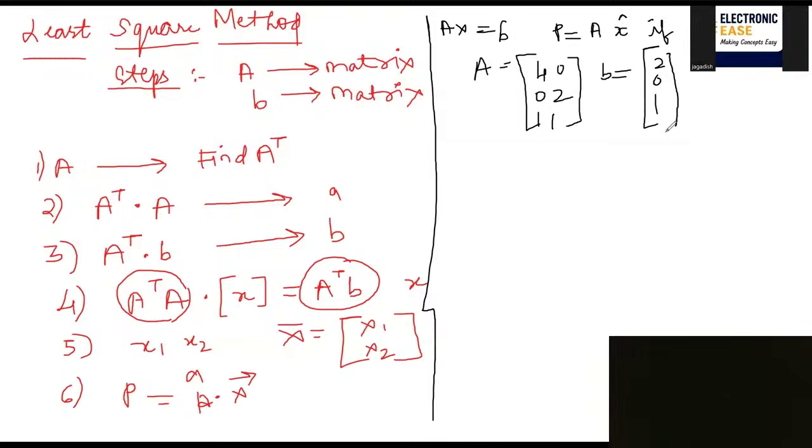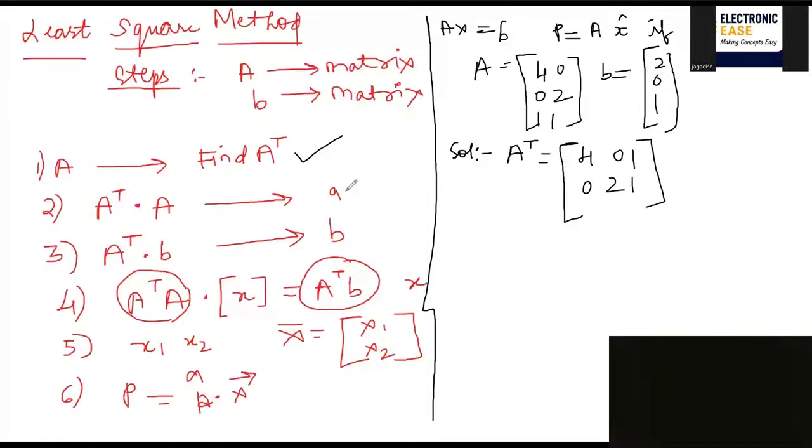Okay, children. So what is the first step? What do I need to do, children? I need to write the A matrix, whatever I have. First, you need to write down the A matrix. After that, I need to find out the A transpose. What is the A transpose for this matrix, children? I need to write 4 0 1, 0 2 1. So I found out the A transpose. Step 1 is that. Step 2 is you need to multiply.